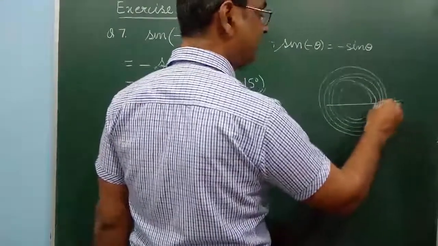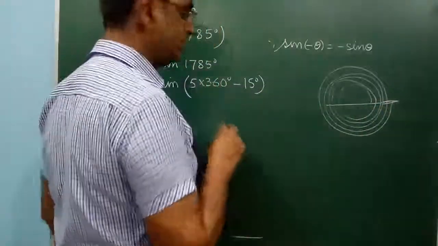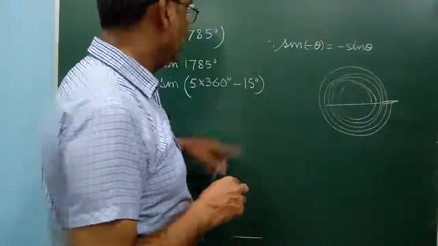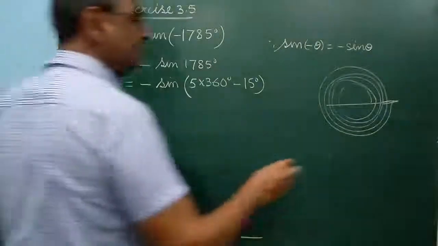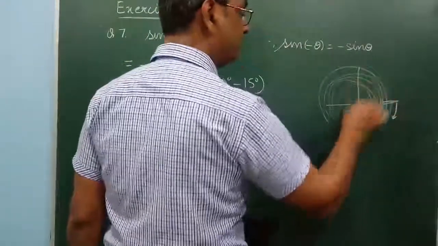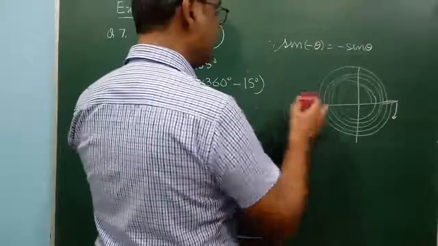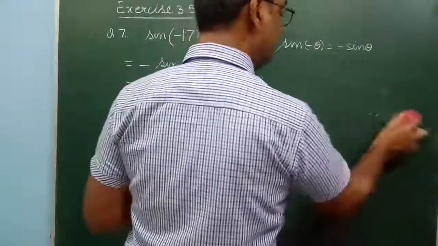When we take 5 turns, it will be 5 into 360. 360 means 1 full turn. So the minus means we are here in the 4th quadrant. So this angle is in which quadrant? This angle is in the 4th quadrant.